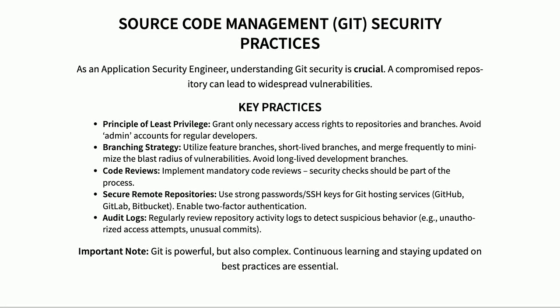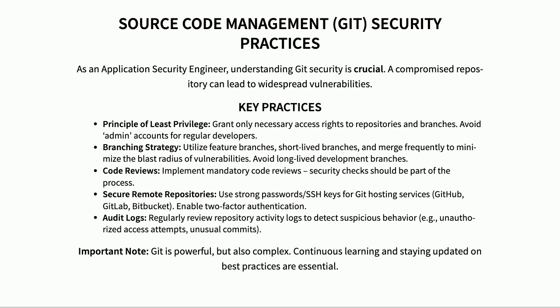Okay, let's talk about Git security. It's a really important part of being an AppSec engineer. Think of Git as your code's home base, and like any house, you need to secure it. The most basic thing is to follow the principle of least privilege. Only give developers the access they need, not everything. Also, using short-lived feature branches and frequent merges helps keep things contained if something goes wrong.